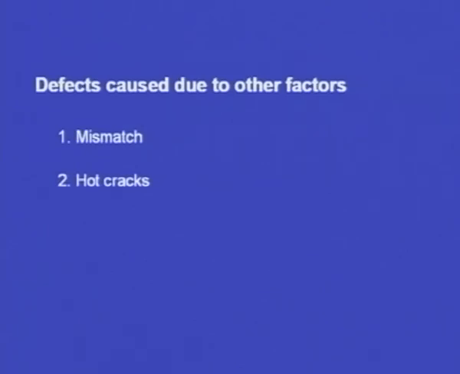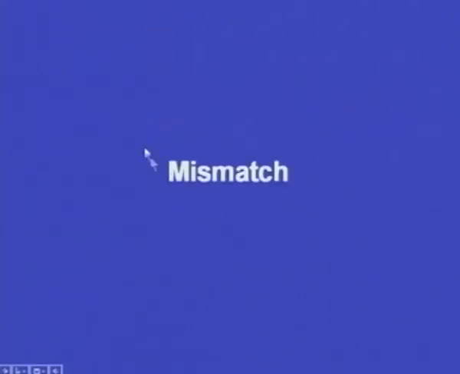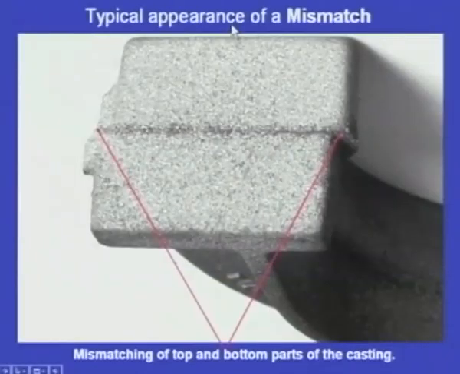Next one, let us see the defects caused due to other factors. They are mismatch and hot cracks. First, let us see the mismatch. So, this is the typical appearance of a mismatch. The top and bottom portions of the casting are mismatching. So, this is a casting and the bottom portion is towards left and the top portion is towards right. They are mismatching, and this defect is known as mismatch.